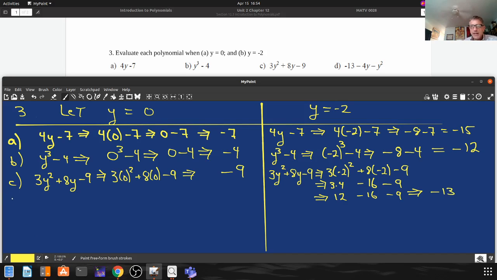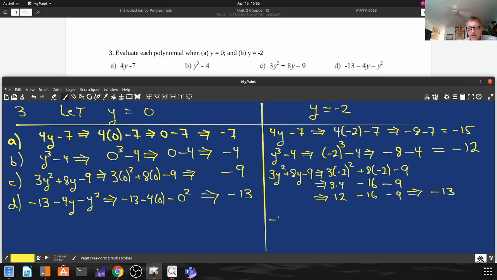And finally, our last one, D. We want to do minus 13 minus 4y minus y squared. Well, again, if I replace y with 0, all of those y terms are going to vanish, and the only thing remaining is going to be the constant term.